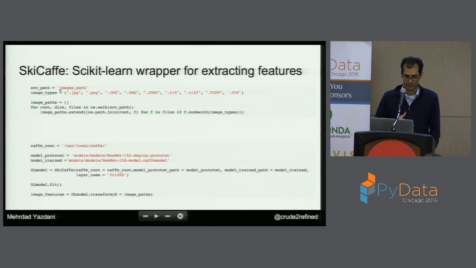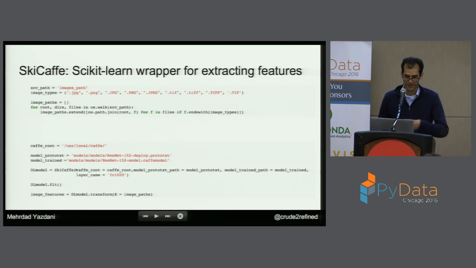But essentially, in the work case that I have, and I think a lot of people have, you have a collection of images lying somewhere in some directory, and then you just load all the images. You recursively walk through your source path and check whether each file is one of these image types. Then with Ski Caffe, I have to specify where Caffe is located, and then the model architecture file. This is a ResNet architecture, and then the trained parameters of that model. You have these two files that you download from the Berkeley Model Zoo.